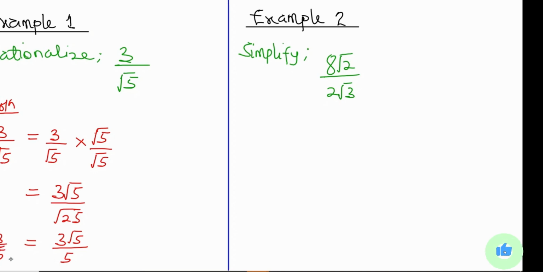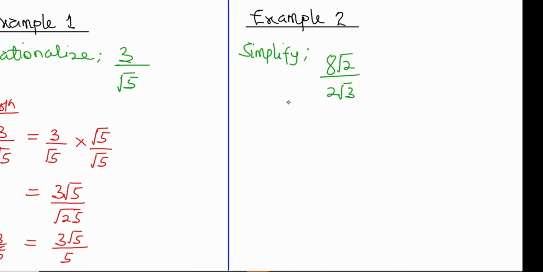And you can see that in the original fraction, the denominator happens to be a set, that is square root of 5. But after rationalization, the denominator now is 5, which is a rational number. And that is the main purpose for rationalizing the denominator of a set. Now, having understood this, let's move to example 2.